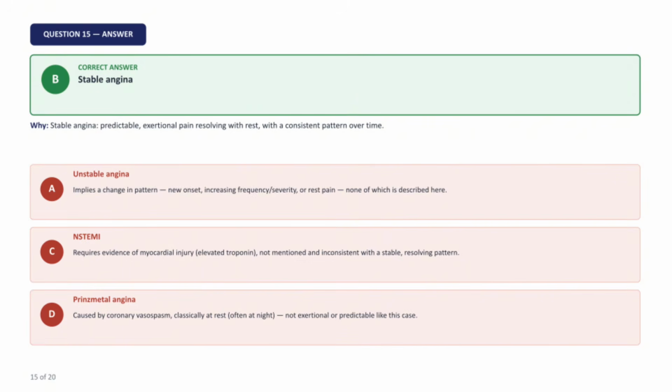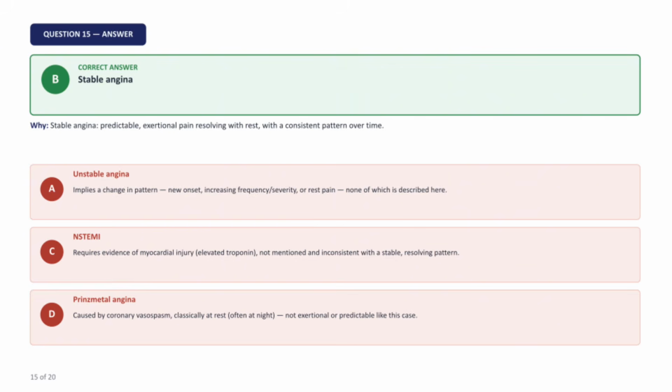The correct answer is option B, stable angina. Stable angina: predictable, exertional pain resolving with rest, with a consistent pattern over time. Why isn't A correct? Unstable angina implies a change in pattern, new onset, increasing frequency or severity, or rest pain, none of which is described here. Why isn't C correct?